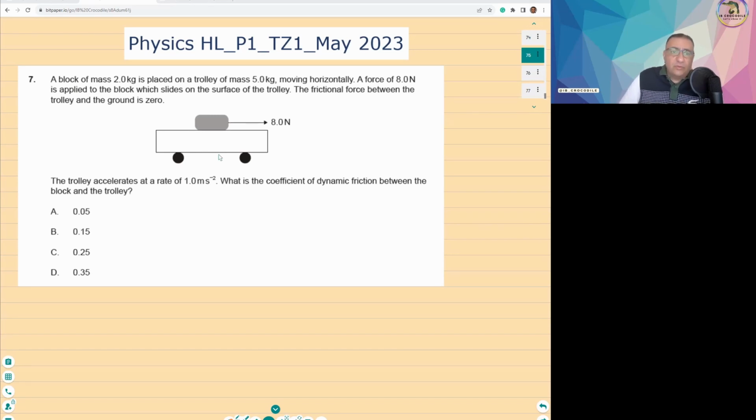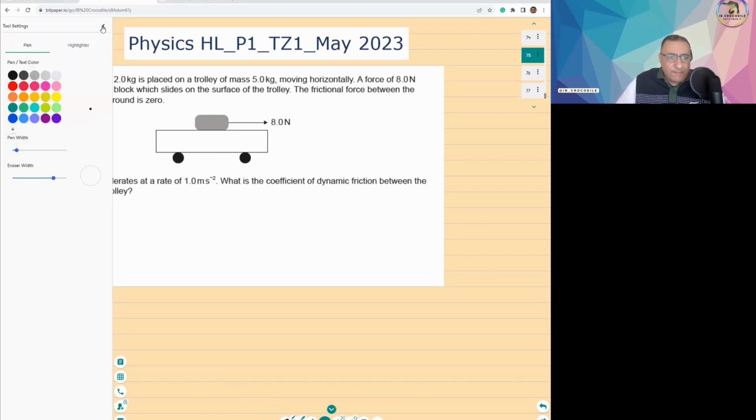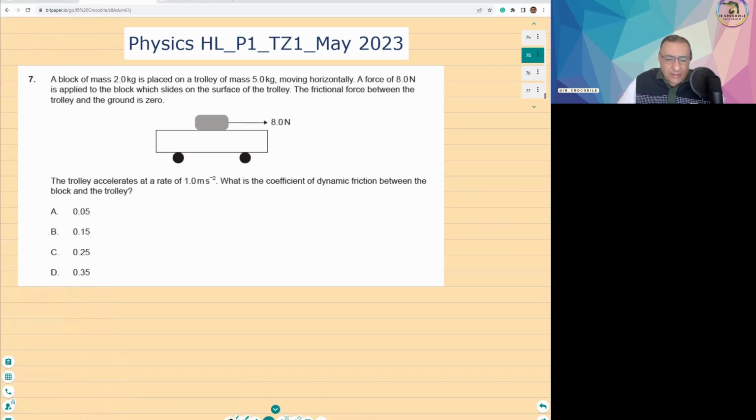So let's start to lay out the forces in the system, and let's start with the block. So what are the forces acting on the block? We see here already 8 Newton applied on the block, but then there is the weight down here.